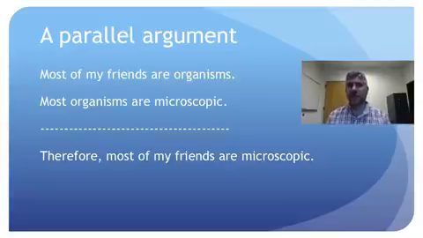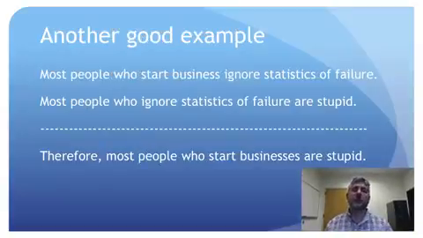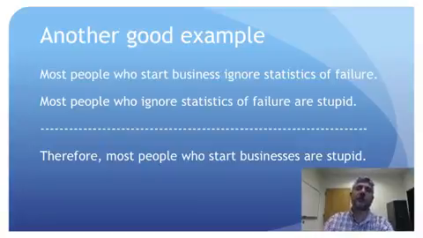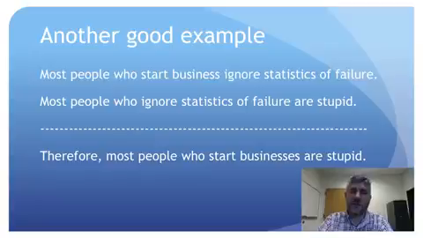It's an invalid argument. But since this argument is invalid, and it has exactly the same form as this earlier argument about ignoring statistics of failure, it follows that this earlier argument must be invalid. Right? This earlier argument from the premises, most people who start businesses ignore statistics of failure, and most people who ignore statistics of failure are stupid, it does not follow that most people who start businesses are stupid. That doesn't follow at all. This is a fallacy. It's an invalid argument.